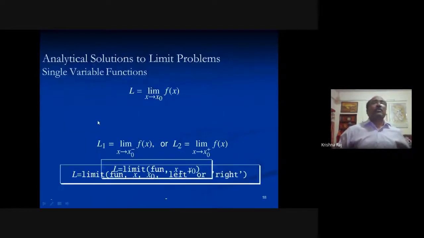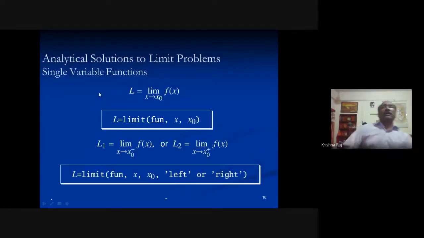Coming to this one, suppose we are interested in getting the limit of a function f(x) as x tends towards x naught. For that purpose we will use this syntax: L is limit, the function, x is the variable, and then it tends towards x naught. Now if there are two values, x0 minus or x0 plus, this may be considered as the left one and this may be considered as the right one. Accordingly we will describe the limit of the function as x tends towards x0, either from the left or the right.